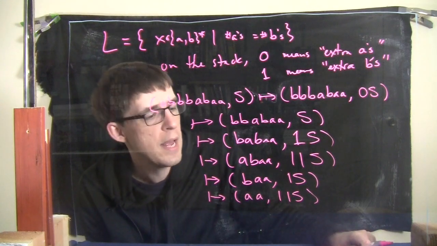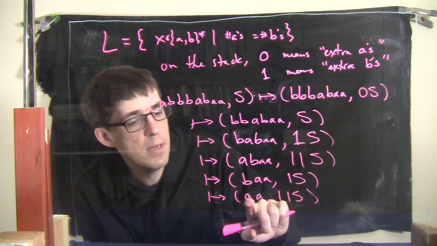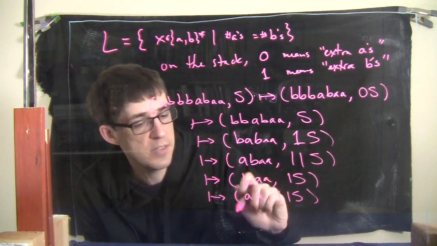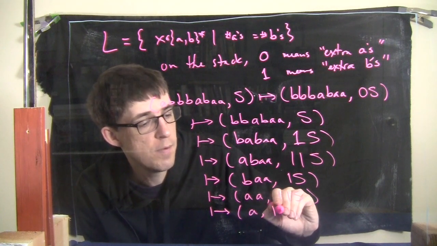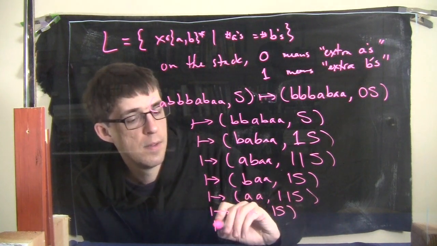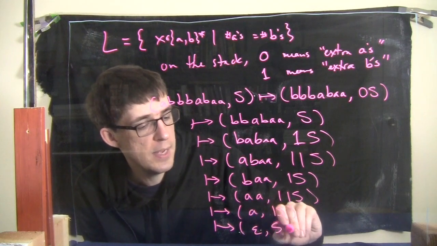All right, are we getting anywhere? I think we are. So this 1 represents there was an extra B, but when I read an A, that should cancel the extra B from before. So now the next step should be A, followed by 1S. This A cancels a 1 again. I get epsilon, comma, S.